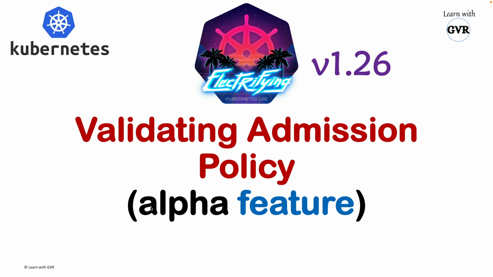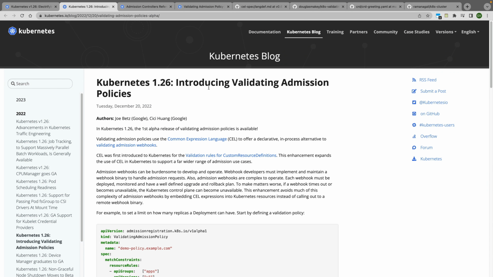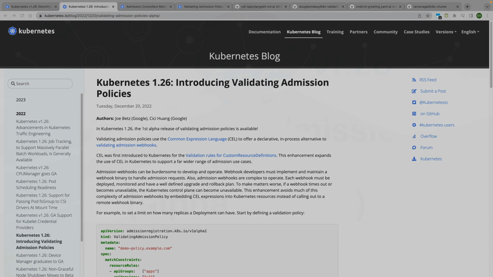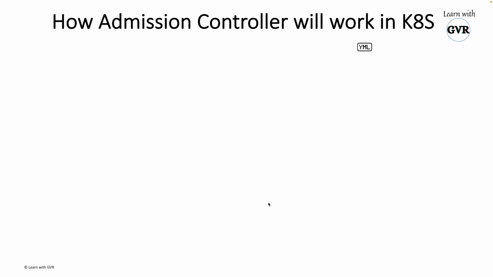Kubernetes 1.26 new alpha feature, validating admission policy. If I go to the Kubernetes blog, which is electrifying, 1.26 introduces validating admission policies. This validating admission policy is one of the admission controllers. So let's try to understand what an admission controller is and how it works in Kubernetes.